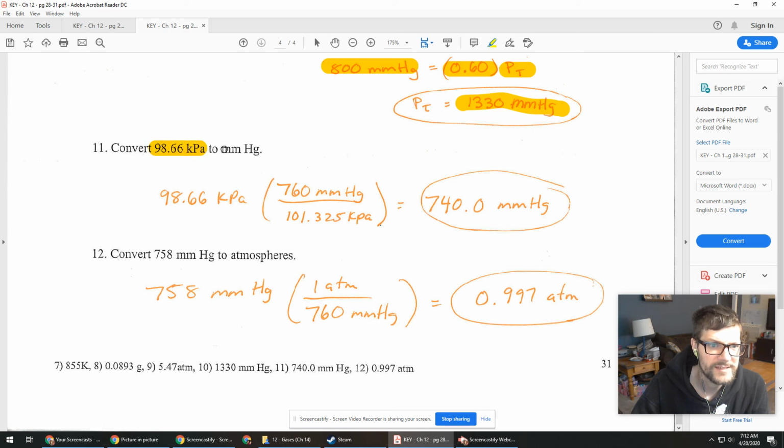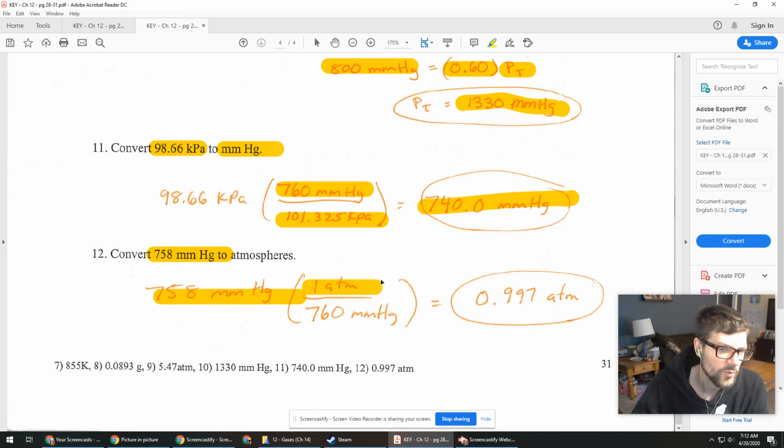So here's kilopascals to millimeters of mercury. We need to find the relationship between millimeters and kilopascals. So there's 760 millimeters per 101.325 kilopascals. Both of those I got from the reference packet. Those aren't numbers you have to memorize. There's your final answer. And millimeters to atmospheres, well, atmospheres, that's nice.